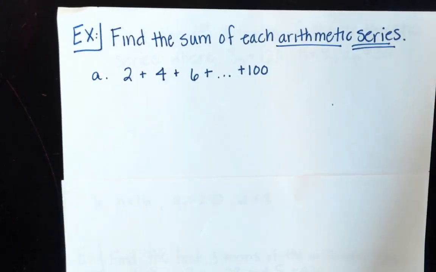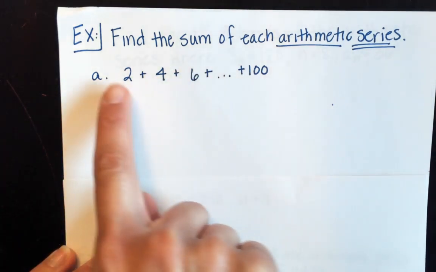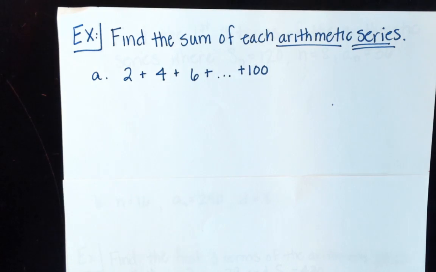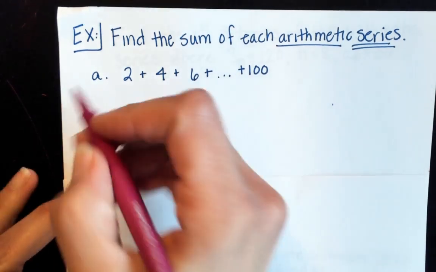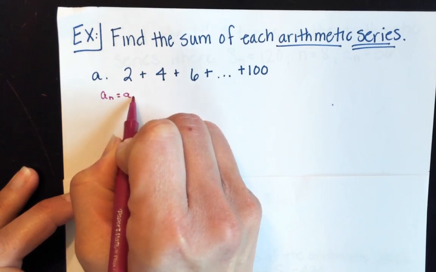Same question. Find the sum of that arithmetic series. So again, we have our first term, we have our last term. We don't know how many are in this term, so we have to solve for n. So the first thing we're going to do is use our formula.